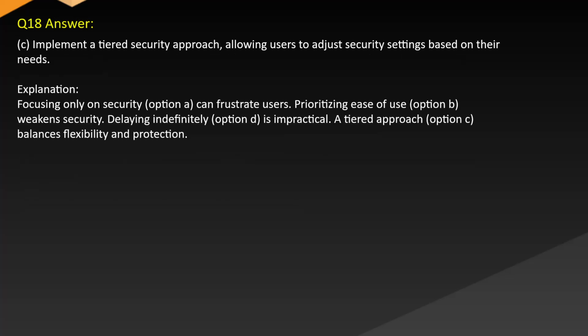Answer: C. Implement a tiered security approach, allowing users to adjust security settings based on their needs. Explanation: focusing only on security, option A, can frustrate users. Prioritizing ease of use, option B, weakens security. Delaying indefinitely, option D, is impractical. A tiered approach, option C, balances flexibility and protection.